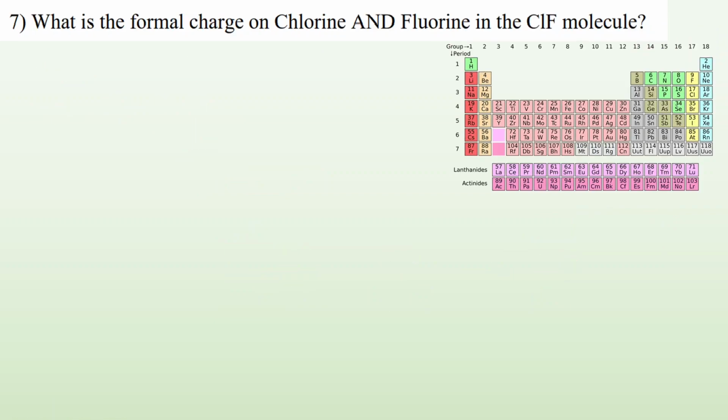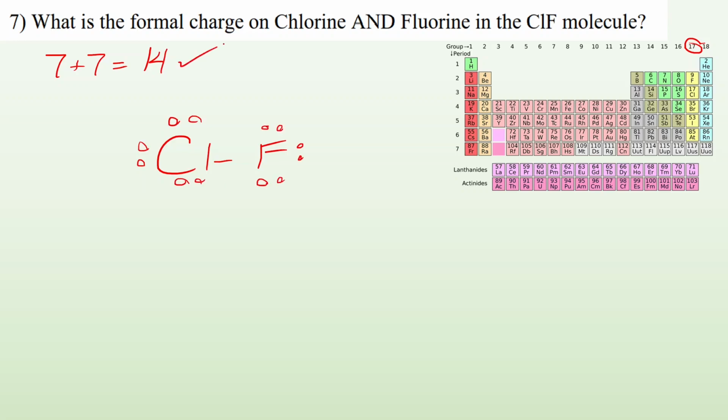7, what is the formal charge on chlorine and fluorine in the ClF molecule? So I go, all right, well, let me draw it. ClF. I know that they're both in group 17, so I have a total of 7 plus 7 valence electrons. I have 14 valence electrons. So now let me finish these octets. I may not really know which one I'm considering the central one, but let me finish these octets. And hey, once you know it, I have now placed all 14 of my valence electrons.